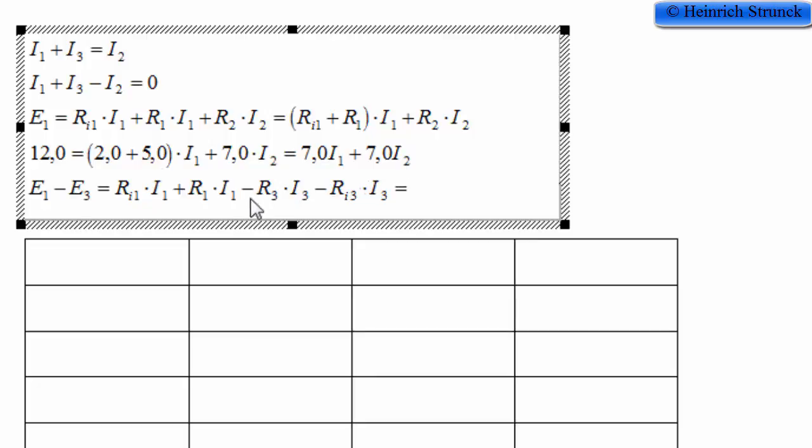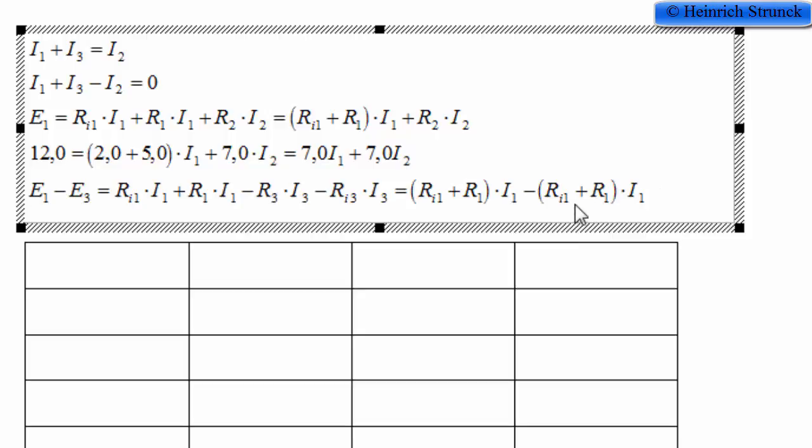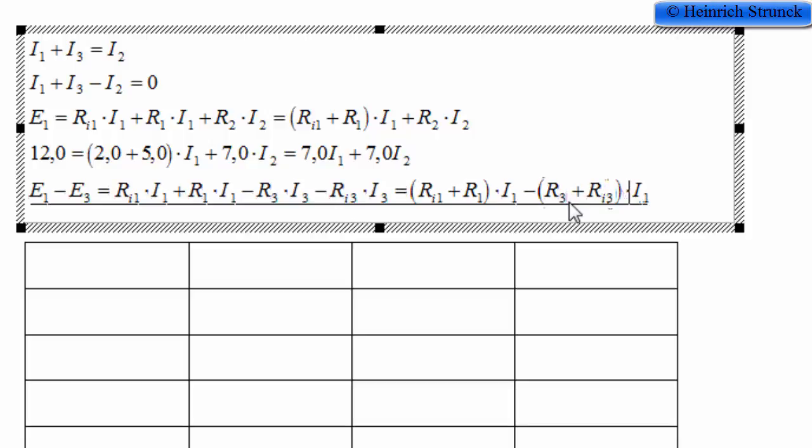So we can say that it must be the same in the first sub here, and then minus. These two parts are negative, so it must be in the minus, and then it must be R3 plus R internal 3 times I3.